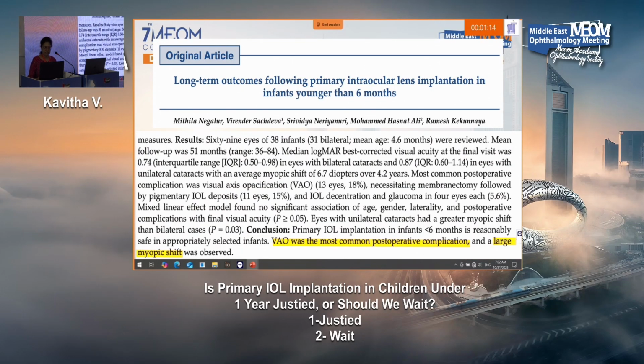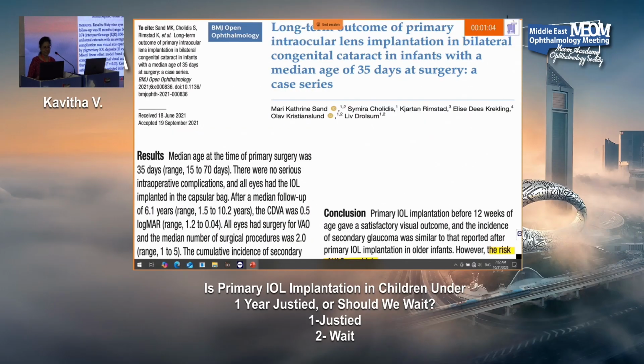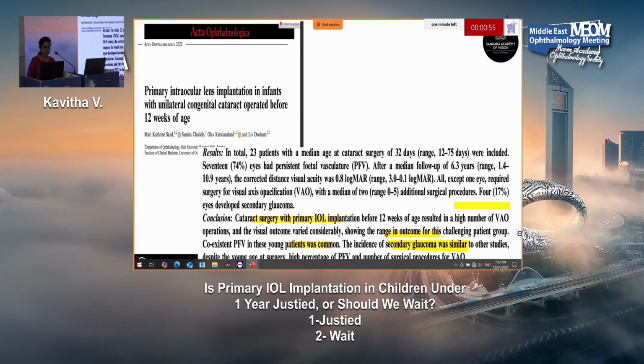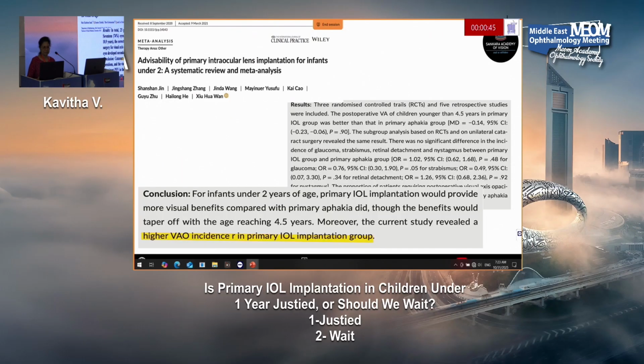A lot of studies are mentioning that VAO was the most common post-operative complication. A large myopic shift was observed. This is by Dr. Ramesh himself. A lot of literature is bringing about, of course, that the glaucoma part is almost similar in the IOL group and the aphakic group. But we can never say, it depends on the eye and the kind of patients that we are seeing. There are many studies coming showing that leaving children aphakic is better.